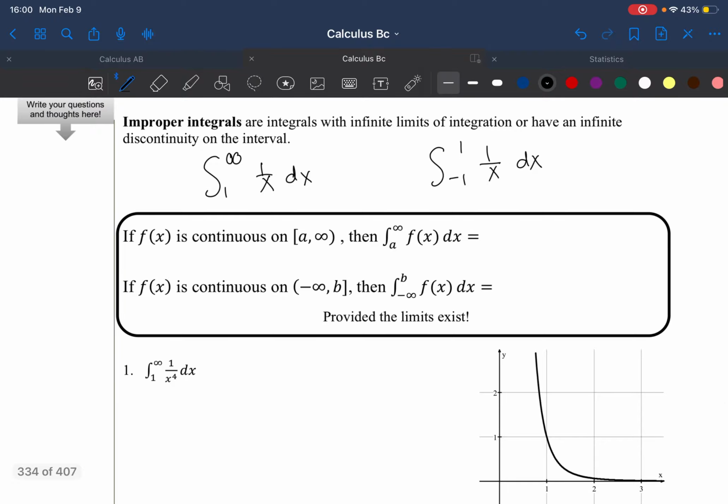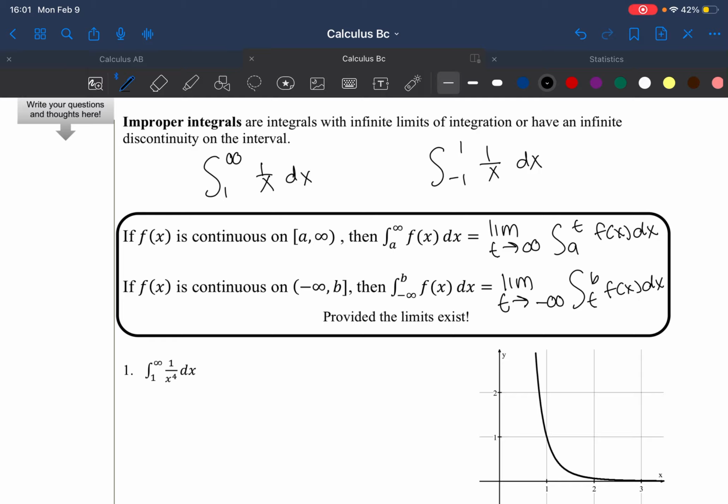If f of x is continuous on the closed interval a to infinity, then the integral from a to infinity of f of x dx is equal to the limit as t approaches infinity of the integral from a to t of f of x dx. And if f of x is continuous on negative infinity to closed b, then the integral from negative infinity to b of f of x dx is equal to the limit as t approaches negative infinity of the integral from t to b of f of x dx. Of course, provided that the limits exist.